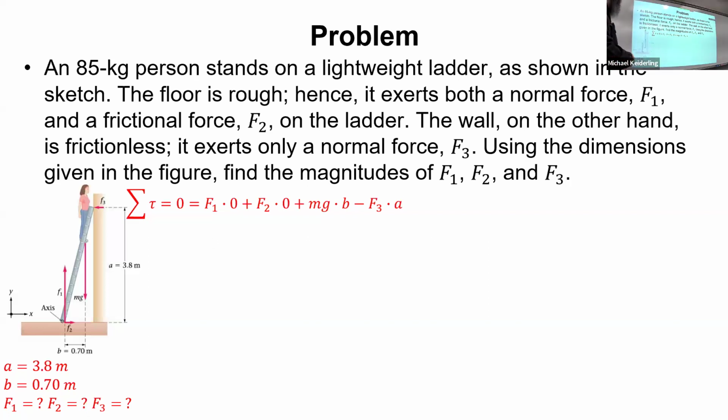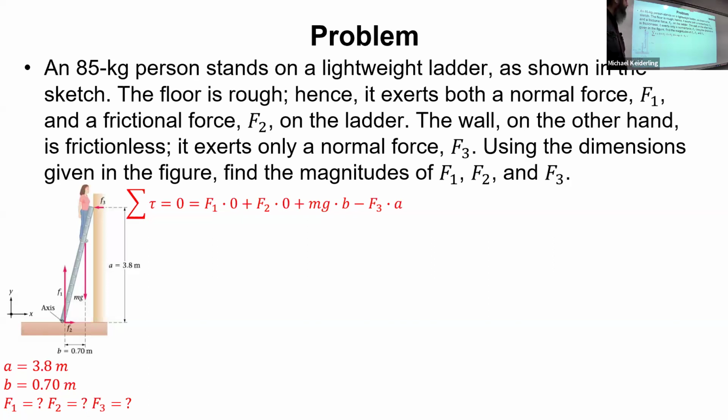So, we will be using this point as our zero. So, for torque, force 1 equals 0, force 2 equals 0. mg has a lever arm of b, 0.7 meters. So mg times b, that's the torque from here. And then F3 has a moment arm of 3.8 meters. So minus F3 times A.